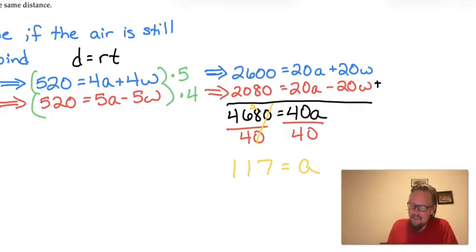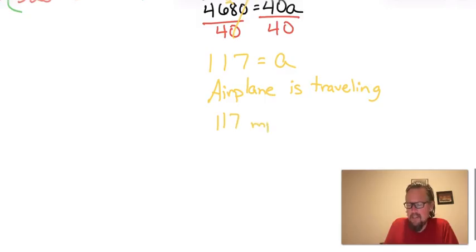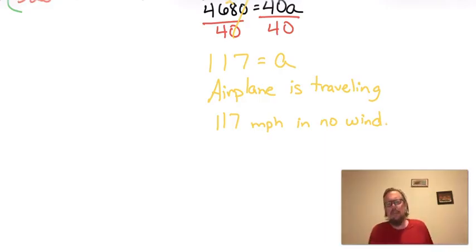That's a slow airplane. So the speed of the airplane is traveling 117 miles per hour in no wind. I'm not an airplane expert, so I don't know anything about how fast they're supposed to go, but that seems slow. Do airplanes normally travel only 117 miles an hour? I'm gonna have to look that up when I'm done with this video. 117 seems like a slow airplane. So 117 miles an hour is how fast the airplane travels in no wind at all.